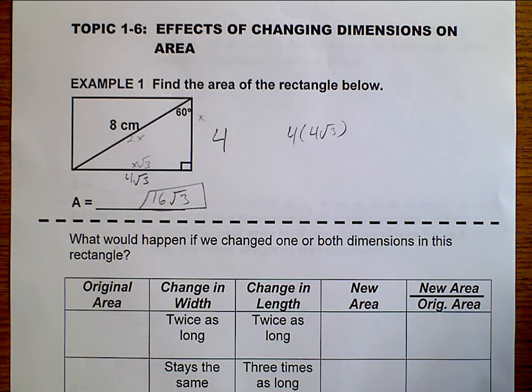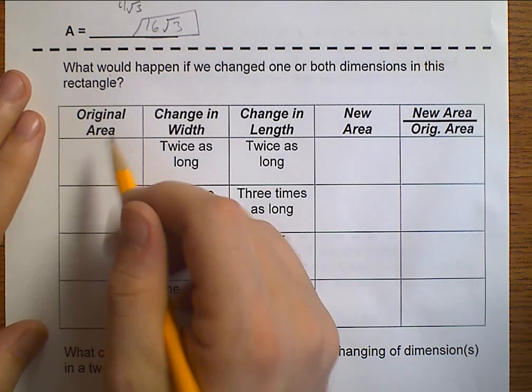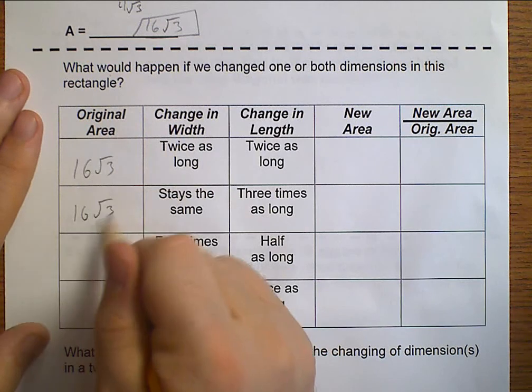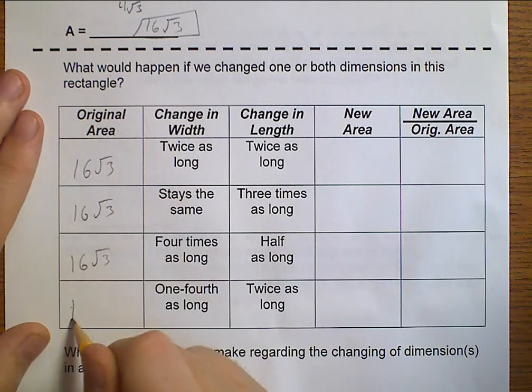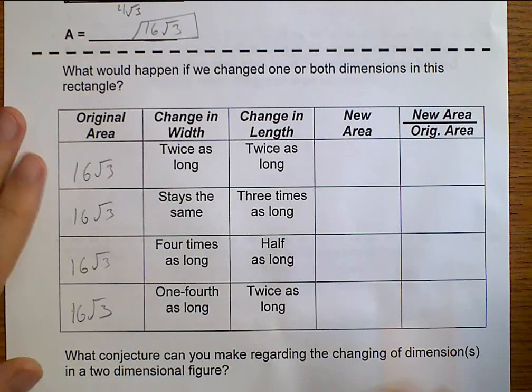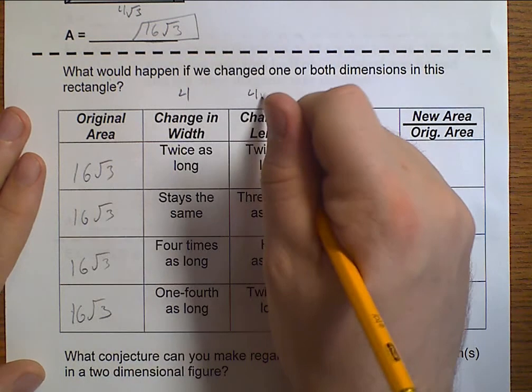So that's important. We're going to go ahead and write that 16 on the square root of 3 for the rest of these, and we're going to see what happens. So our original width was 4, and our original length was 4 on the square root of 3.